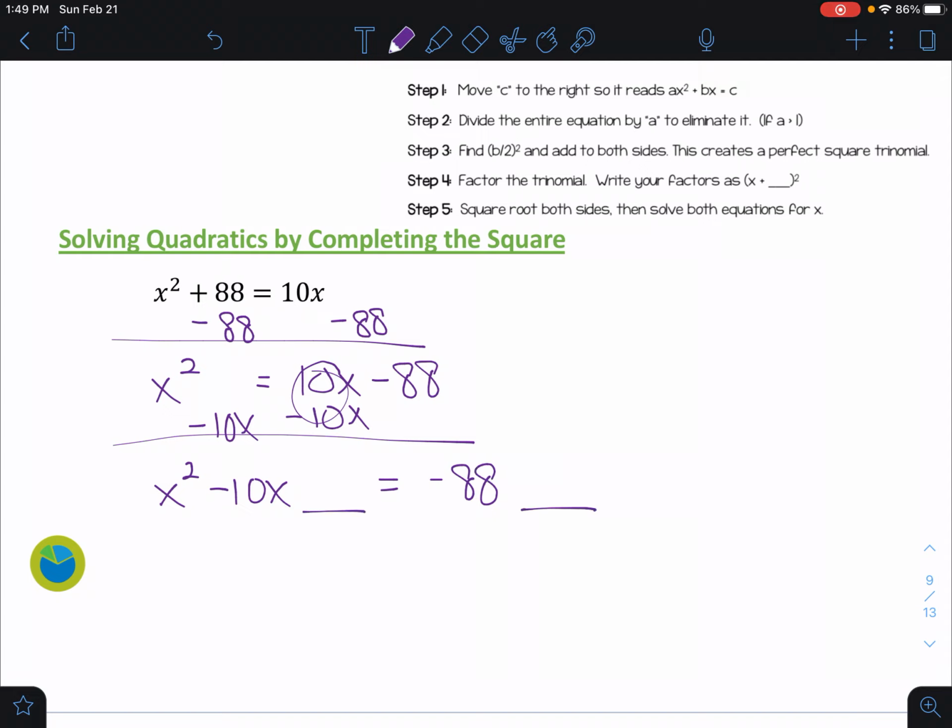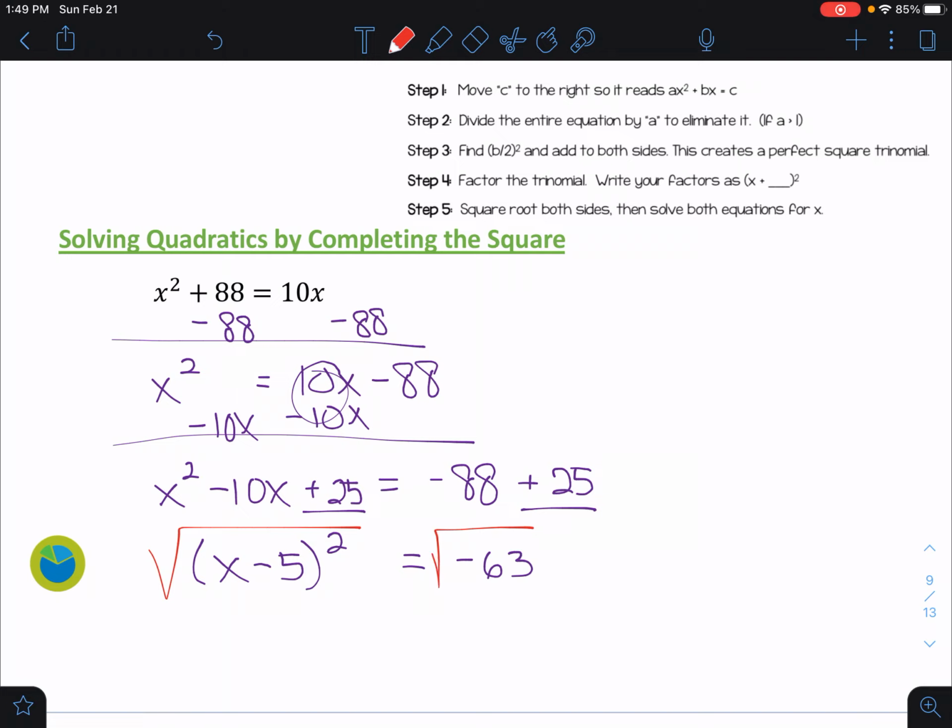Okay, now I'm going to put a blank there, complete the square. What's going to go here? Remember, half of negative 10, and then I'm going to square that. So that's negative 5 squared, which is positive 25. It's always going to be positive. Okay. Then I'm going to factor this. This would be x minus 5 times x minus 5, or x minus 5 squared. Okay, and then this would be negative 63. Okay, take the square root.